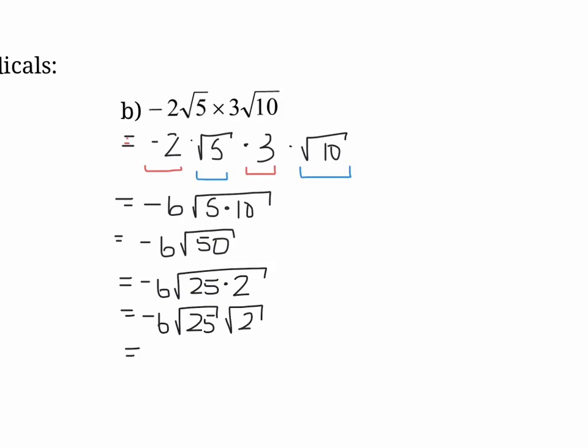So let's finish this off. This is going to be -6 times the root of 25, that's just 5, times the root of 2. We know we can simplify these two numbers here. So we have -30 times the root of 2. So if our calculations are correct, -2 times root 5 times 3 times root 10 should give us the same thing as -30 times root 2. And we're done.